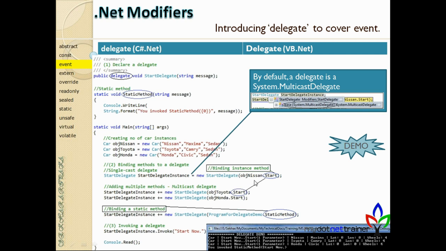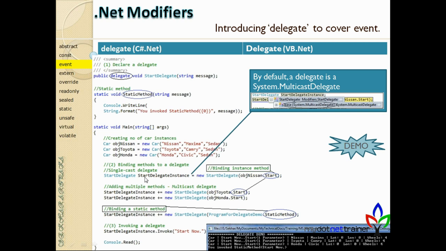The first one I added as part of the new instance. In this case, this is said to be a single cast delegate. A single cast delegate is a delegate that refers to only one method. That's the key thing to remember. When you associate more than one, that becomes a multicast delegate. By default, surprisingly, a delegate is a multicast delegate.